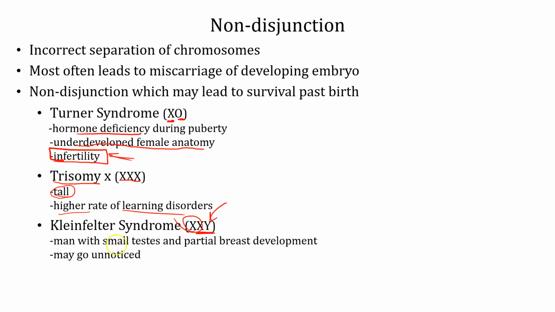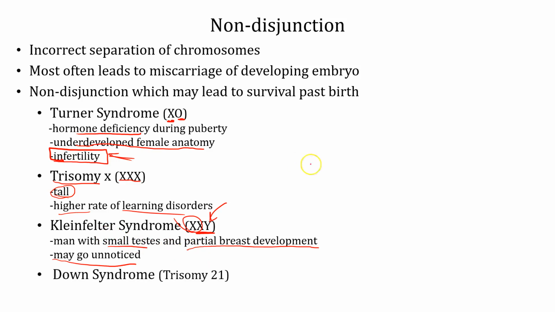may result in a male that has either smaller testes or maybe even perhaps a little bit of breast development due to the sex hormones being produced by that extra chromosome. And sometimes this is going to be so subtle that it goes unnoticed. Other times it could be a little bit more evident.